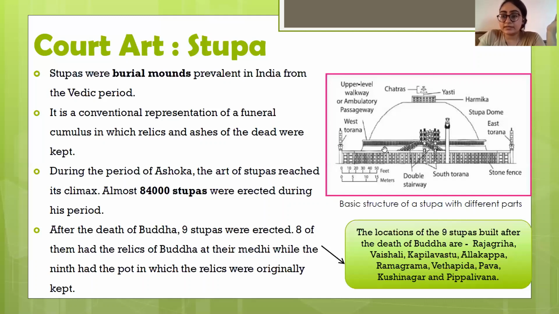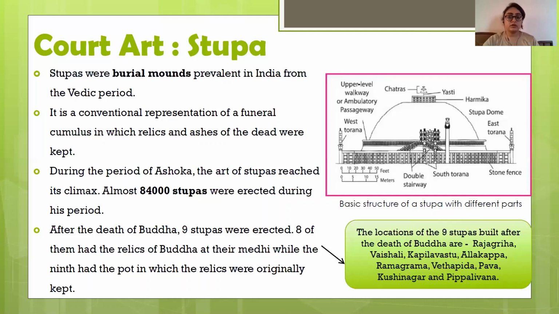Over here you can see you can climb the stairs from here as well as from here. Okay, then you have the south toran, that is the entrance toran, which is very intricately decorated. The south toran is decorated very intricately. You can see over here. Then you have the stone fence, the boundary. So these are the parts of a basic stupa. There can be additions in it as well. There can be some different parts, but this is the basic structure of a stupa in the Mauryan times.